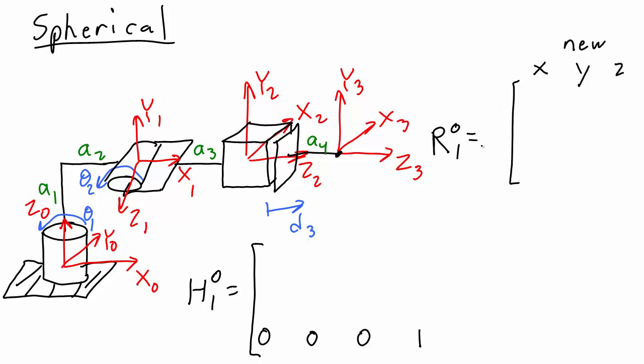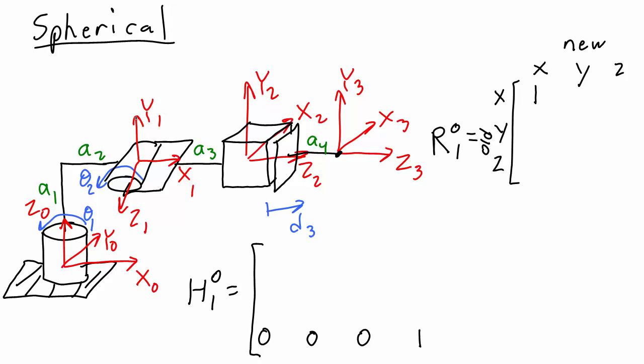Each row represents an axis of the old axes, or the frame that we are coming from. The first row represents x, the second row represents y, and the third row represents z. Now, here's how we can fill in this matrix. I look and see that my new x-axis is in the same direction as the old x-axis. So I put a 1 in the intersection of the new x and the old x.